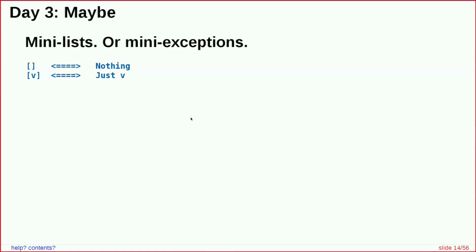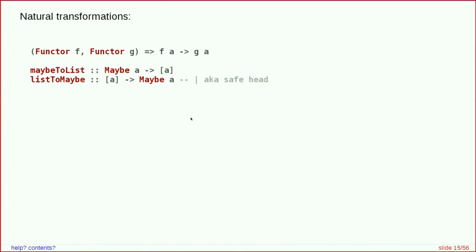So day 3 is maybe. We're all going through monads that I hope everyone's familiar with at the moment. So maybe is kind of like mini lists, and it's also a little bit like mini exceptions. And I'll go through what I think of those.